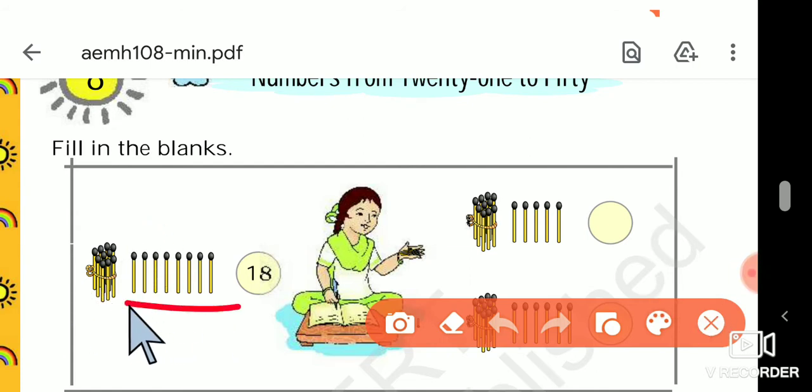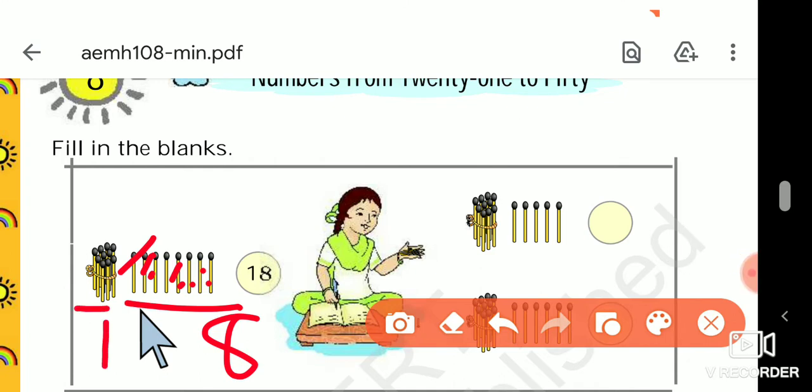these are loose matchsticks. So let us count. 1 2 3 4 5 6 7 8. So how many loose matchsticks? 8. Means ones. It means 1 ten and 8 ones means 18.